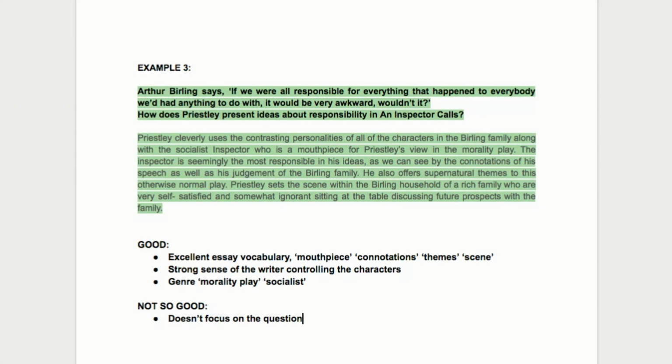So hopefully you can see how important it is to focus on the question, how to grapple with the ideas of the question in your introduction and in the rest of your essay, and what makes the difference between a not so good, a good, and a great essay introduction.